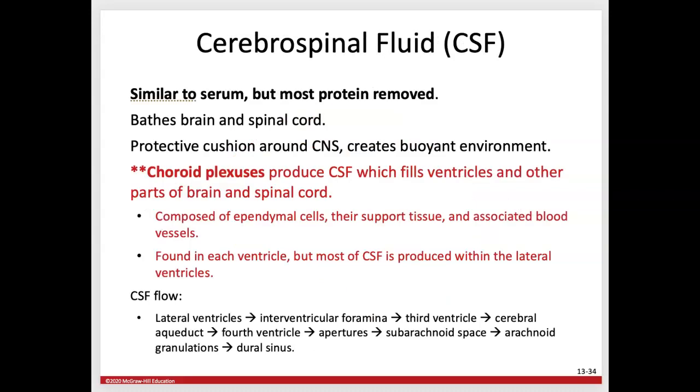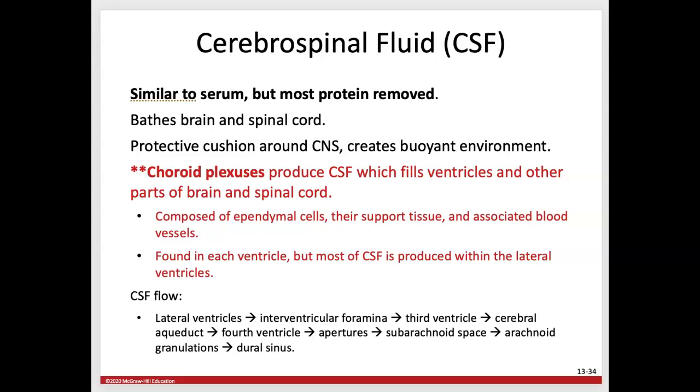CSF, cerebrospinal fluid, is similar to serum of the blood, but not as much protein. Most of the protein is removed in CSF. The CSF bathes the brain and the spinal cord. It is a protective cushion around the CNS, and helps to create a little bit of a buoyant environment for the brain, so your brain isn't slamming up against the side of your skull.